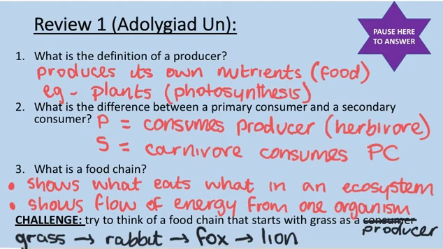Okay, so our producer is grass. Our primary consumer that eats the grass is the rabbit. Our secondary consumer that would eat the rabbit is our fox. And the tertiary consumer, which would eat our fox, is a lion. And because nothing really is a predator to a lion and would eat the lion, that is the top of the food chain. Okay, so the lion is the top of this food chain, so it goes from grass to a lion. So give yourselves a mark for the 3 questions, and then a bonus mark if you tried the challenge.